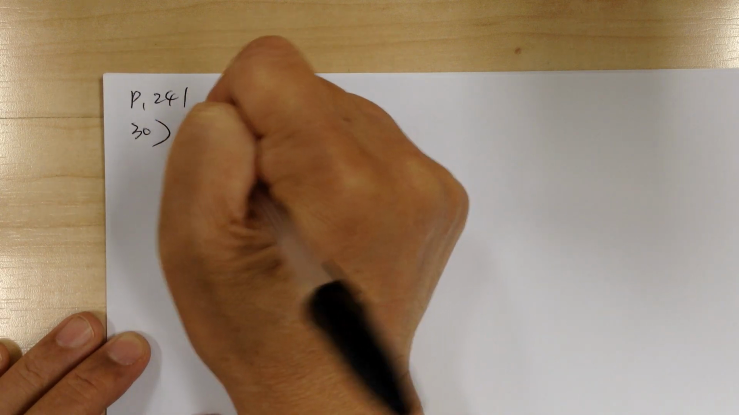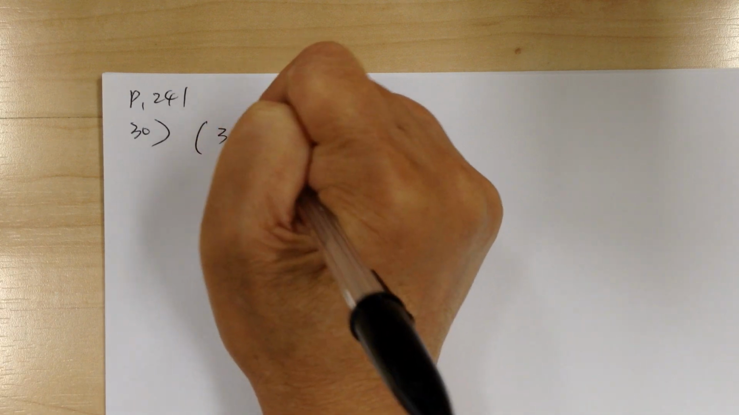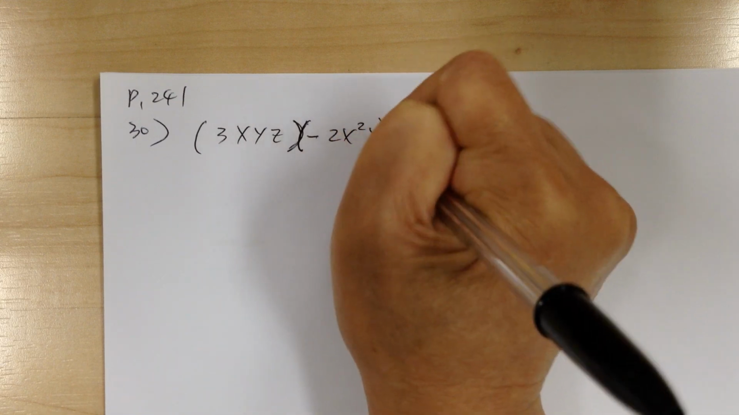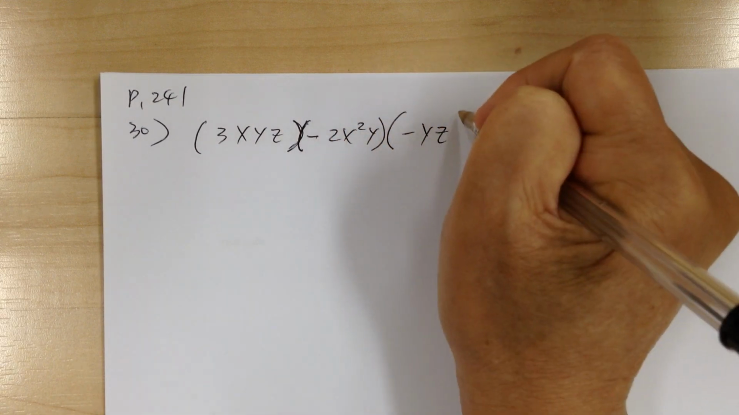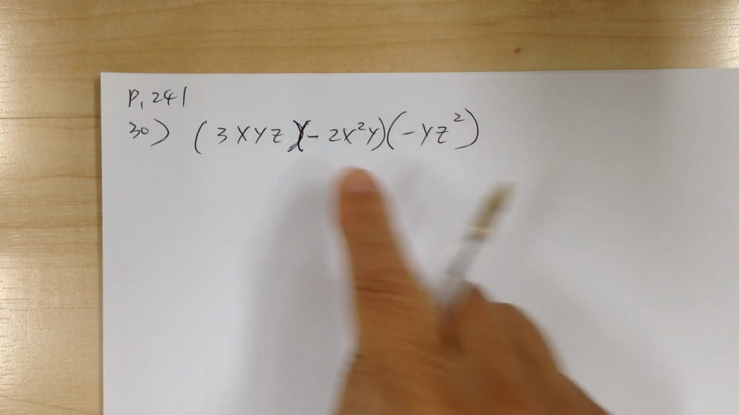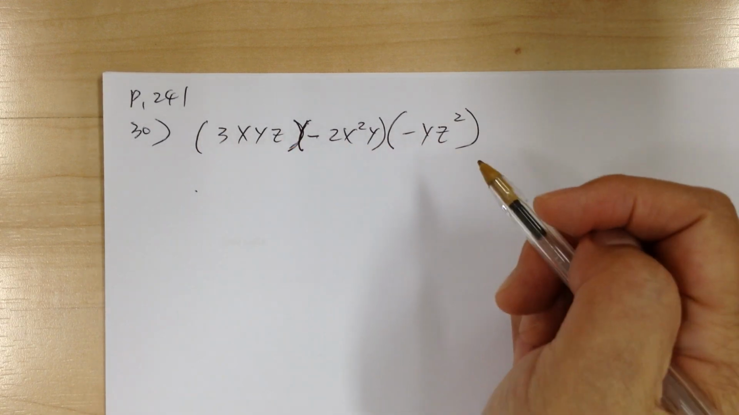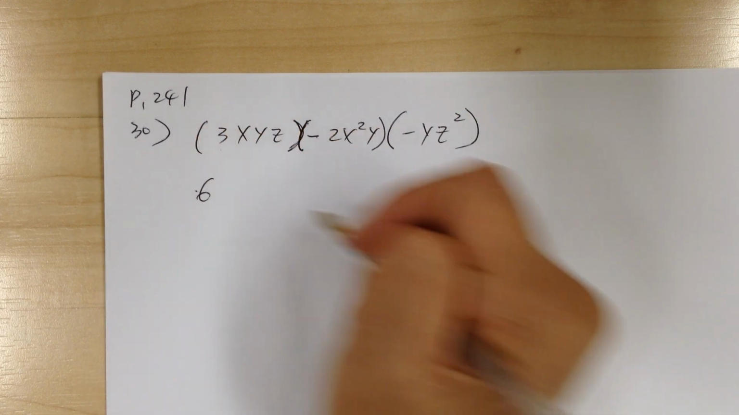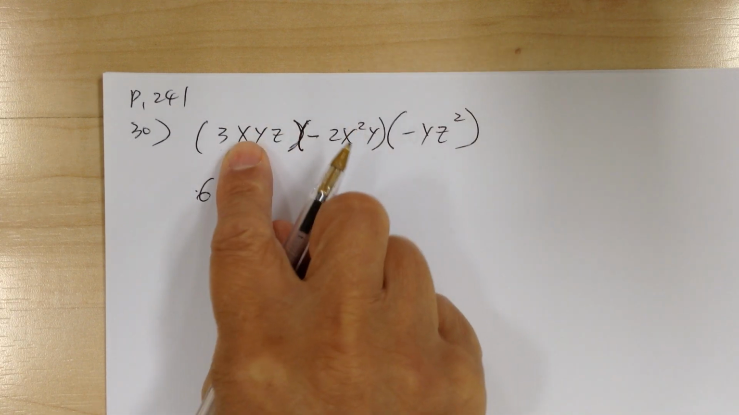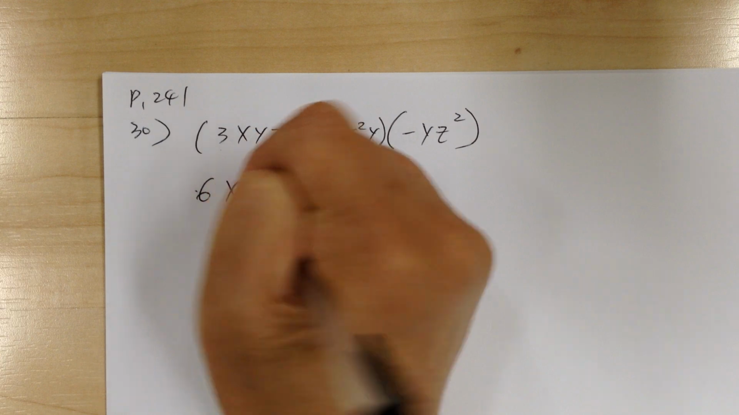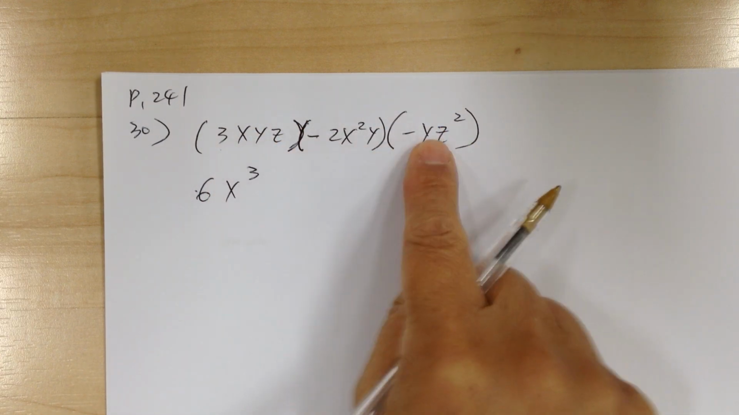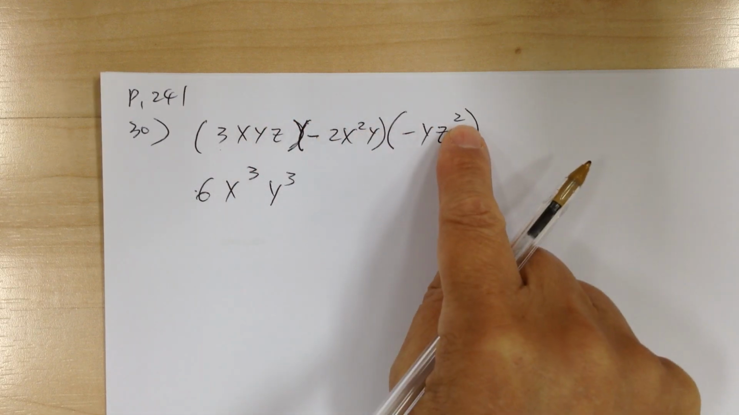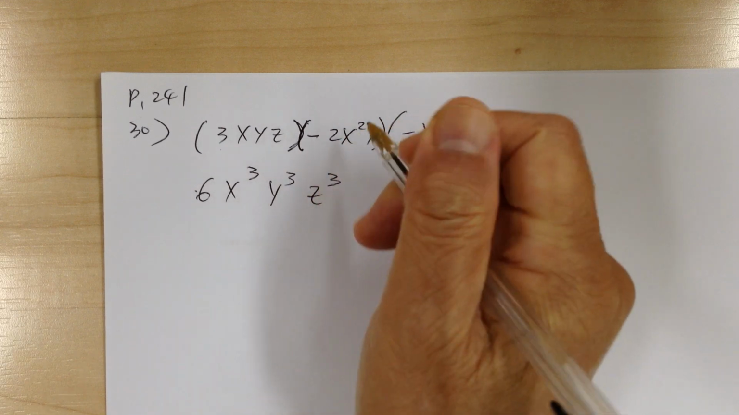Okay, number 30, you have 3xyz times negative 2x squared y times negative yz squared. Okay, so do the sign. So 2 negatives will give you positive, so you don't have to write anything. Then do the number, so you do sign, number, alphabet. Okay, so 3 times 2 will give you 6. Then do the alphabet. So you got x to the 1, x to the 2, so it gives you x to the 3. Then do the y, so y times y gives you y to the 3. Then do the z. z to the 1, z to the 2 will give you z to the 3.